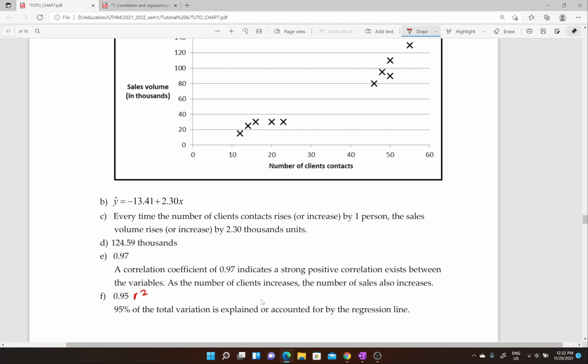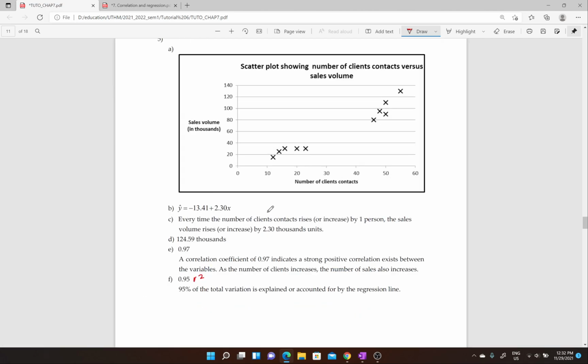So I want you to try first. Try these questions, only 10 questions for correlation and regression. Any problem, later you can ask me. Okay, I suppose that's all for today. If you have any questions related to this, you can ask.